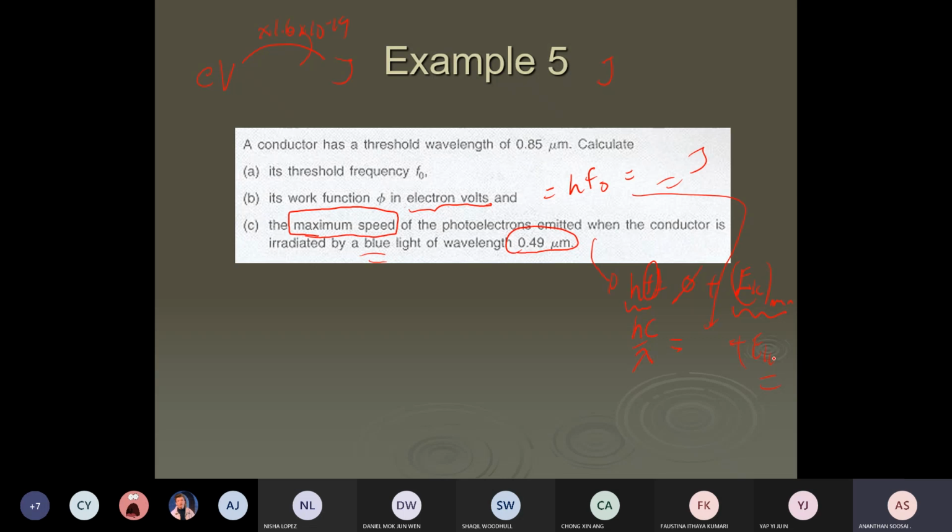Once you know the kinetic energy, half mv squared is the kinetic energy, so you can find v. But do you know the mass? Maximum speed of the photoelectron, the kinetic energy of the electron. What mass do you need? The mass of the electron. Go to the front page of the question paper, find the mass of the electron, key in, and you can find the speed.